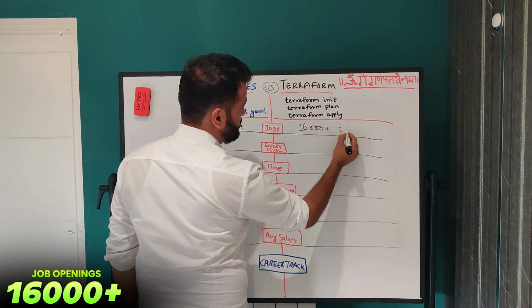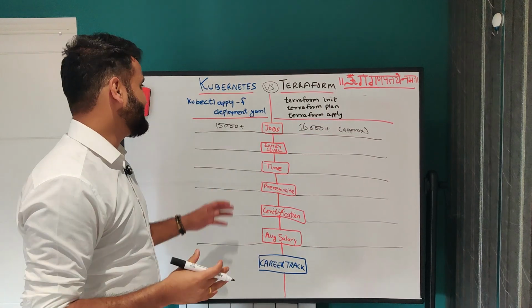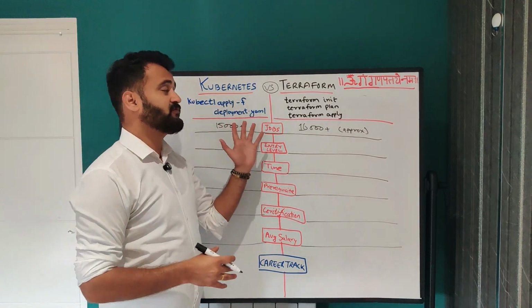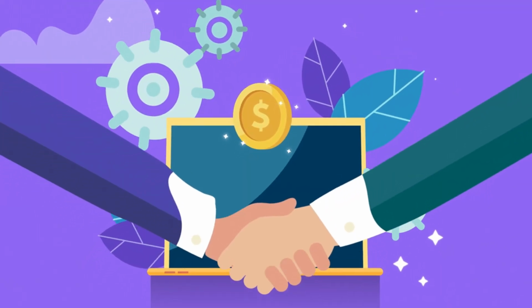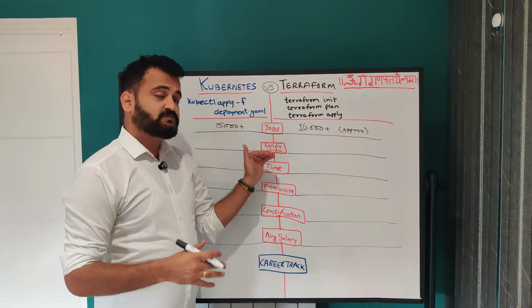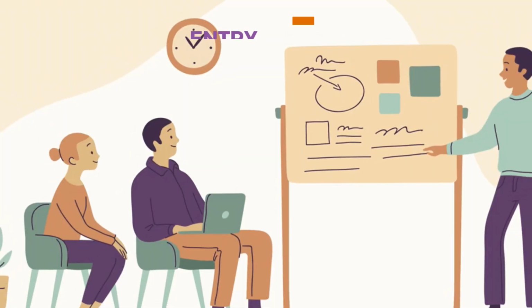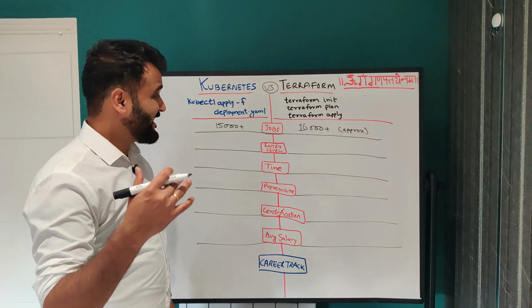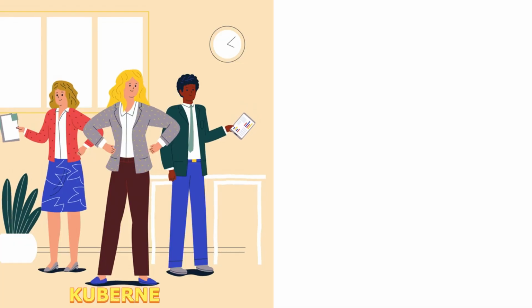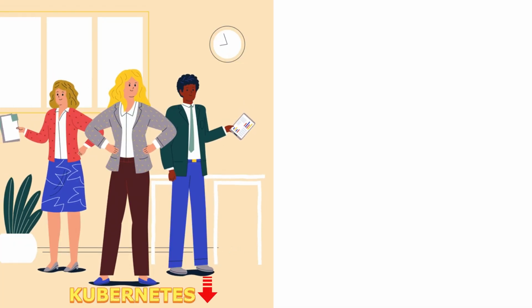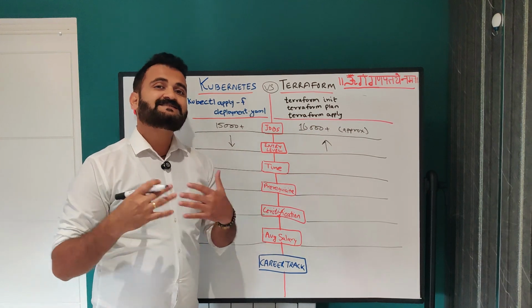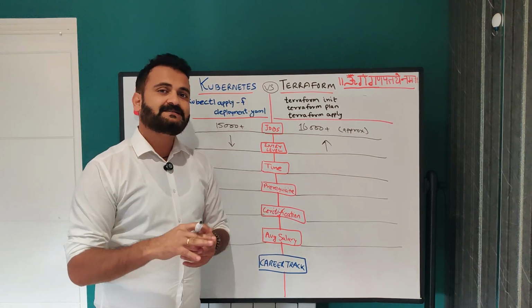Okay, these are approximate numbers, guys, so you can understand that it is neck and neck; almost both are in demand. But the actual difference comes at the entry-level roles, because at entry level Kubernetes has fewer jobs, whereas Terraform has more. Why? Because Kubernetes in itself is slightly more complex than Terraform.